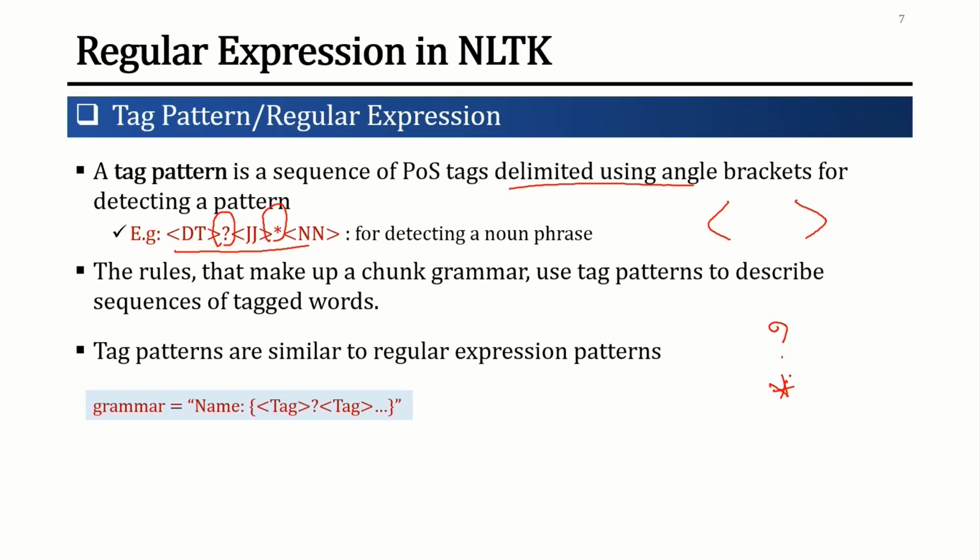The rules that make up a chunk grammar use text patterns to describe sequences of text words. So what does it mean? In here, when we define a text pattern, we want to obtain some sequences of words appearing in the sentence, for example, a noun phrase, a verb-noun pair, or some other information. So this pattern is also called a chunk grammar.